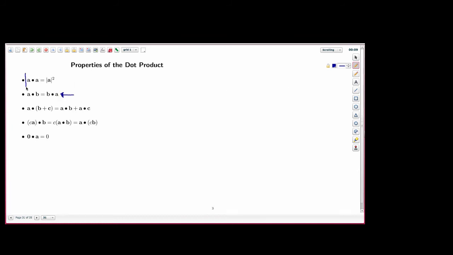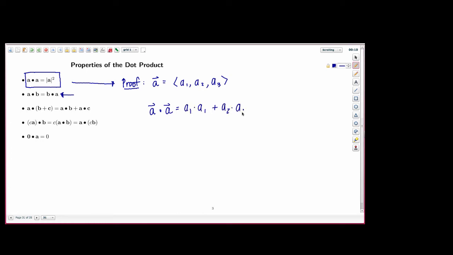One of the most important properties of the dot product is that a vector dotted with itself gives you the length of the vector squared. So let's look at the proof of that. How does that work? I'll do it in three dimensions, but of course it works the same in two. If A is the vector A1, A2, A3, then A dotted with A is A1 times A1 plus A2 times A2 plus A3 times A3, which gives me A1 squared plus A2 squared plus A3 squared.